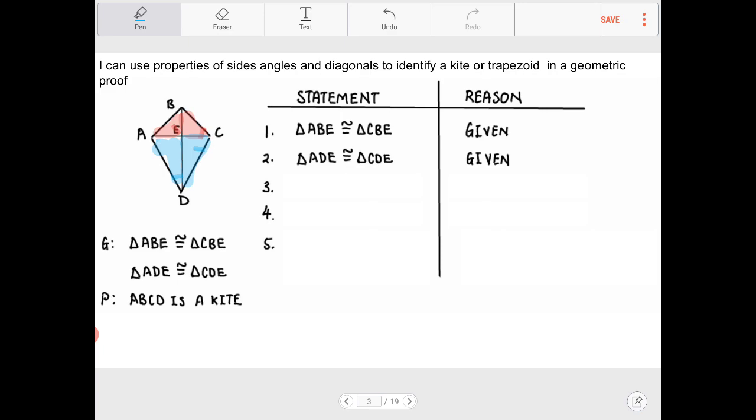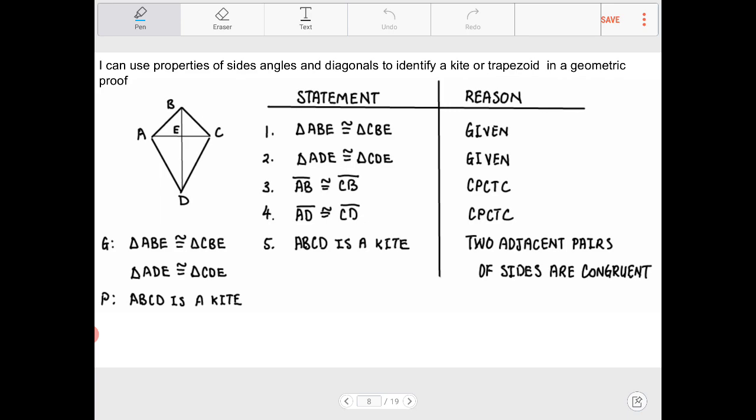Let's put this all into words. I know that AB is congruent to CB because of CPCTC. I also know that AD is congruent to CD because of CPCTC. My fifth and final statement, therefore, ABCD is a kite because I have two adjacent pairs of sides that are congruent.